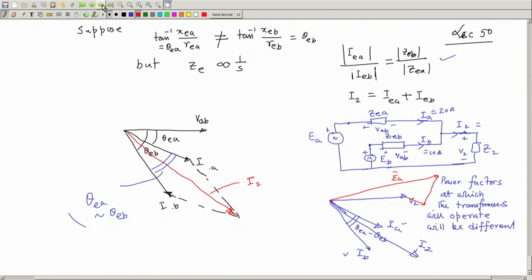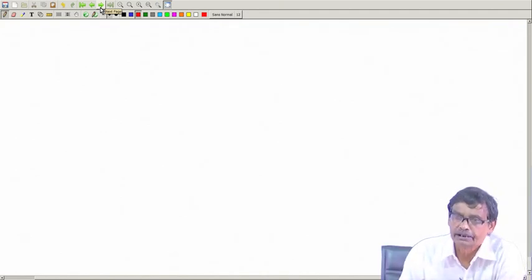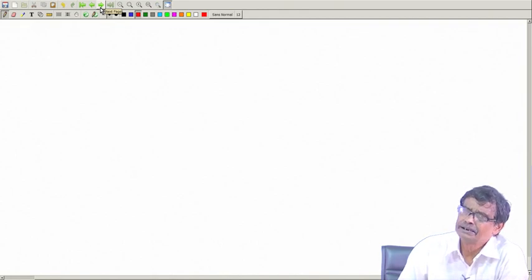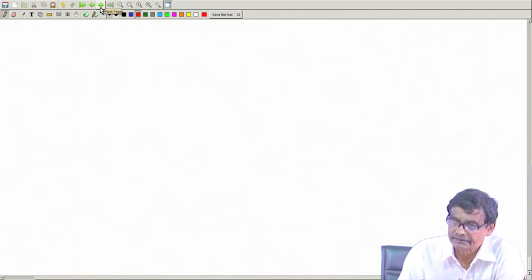Therefore, to summarize this, to operate two transformers in parallel successfully, the voltage ratio should be same, the leakage impedance should be inversely proportional to their KVAs, and try to also see that the qualities of the leakage impedances are the same. That is the best thing.